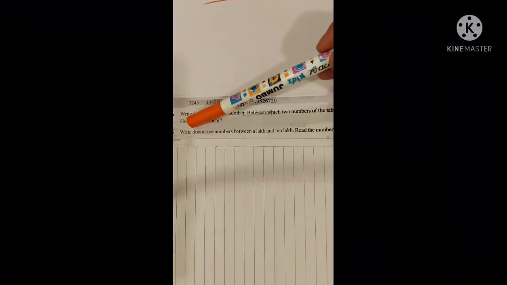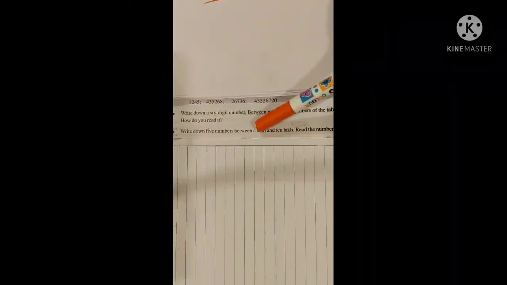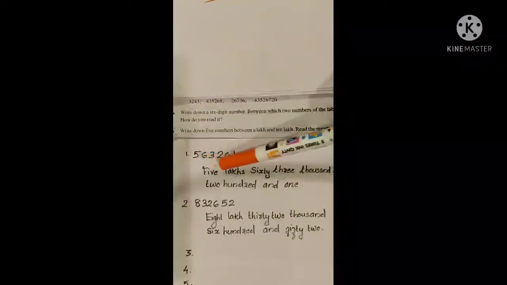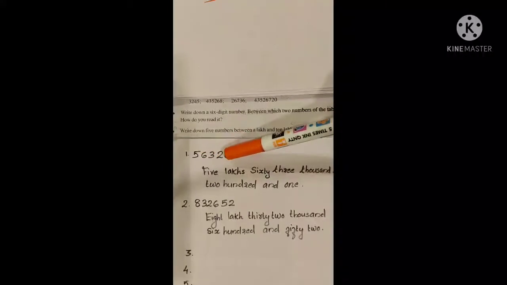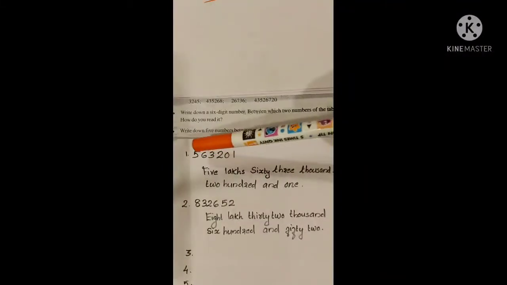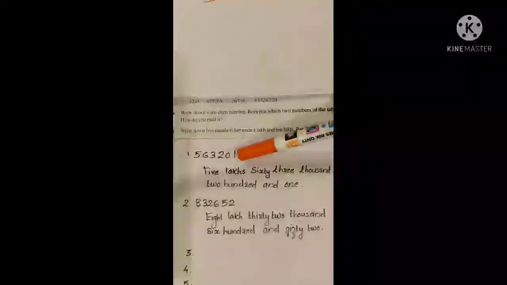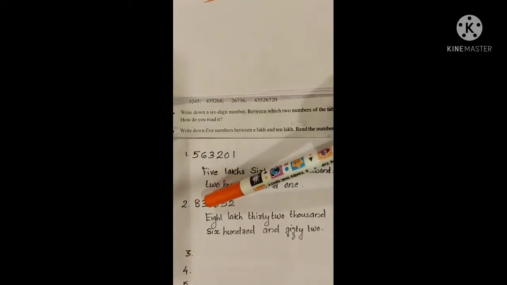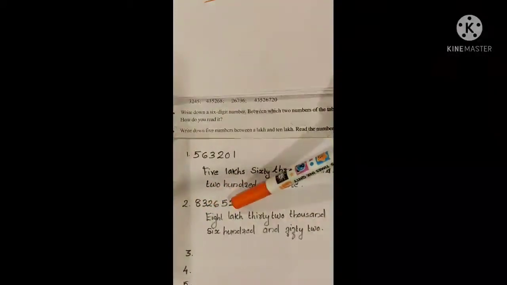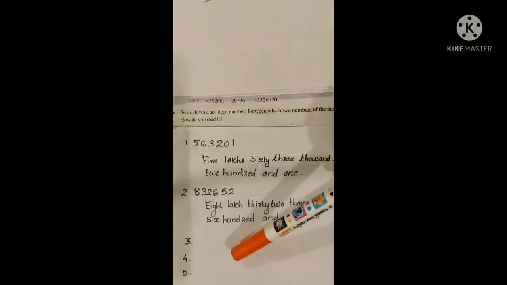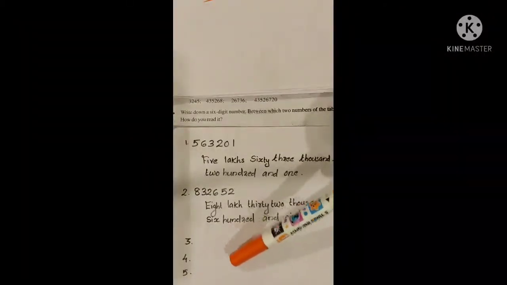Look at the question. Write down 5 numbers between a lakh and 10 lakh. Read the numbers. We know that a lakh has 6 digits. So we have to write any 6-digit number. Now I give 2 examples for you. Look, this is a 6-digit number. It lies between lakh and 10 lakh. Can you read? Yes. 63,201. Next number is 8,32,652. Children, you must find out any 3 6-digit numbers and write them down.